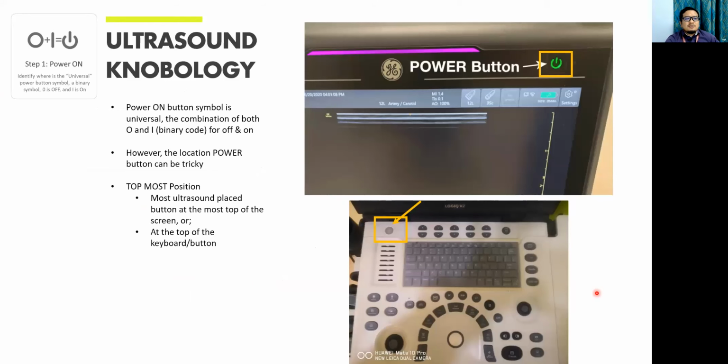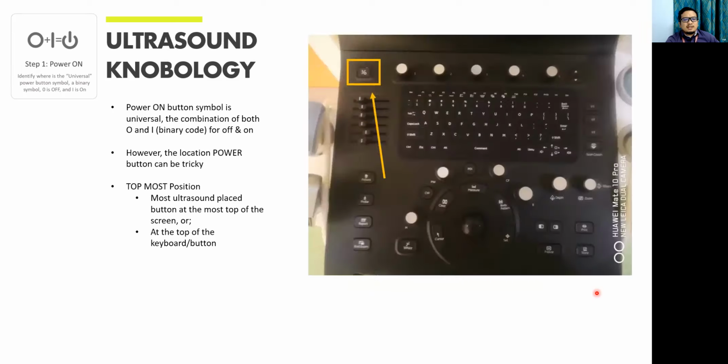Step one is to power on the machine. Okay, obviously you need to power on before you can use it. The power on button is a universal symbol. It's the same everywhere, on all ultrasound machines, usually at the topmost position. Most ultrasound machines place the button at the topmost position, either on the left or the right. Okay, if it's a normal laptop ultrasound, it's usually at the top of the keyboard or a button like this. Okay, left side or right side.